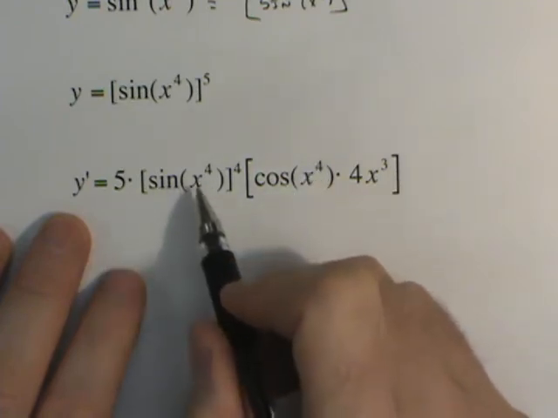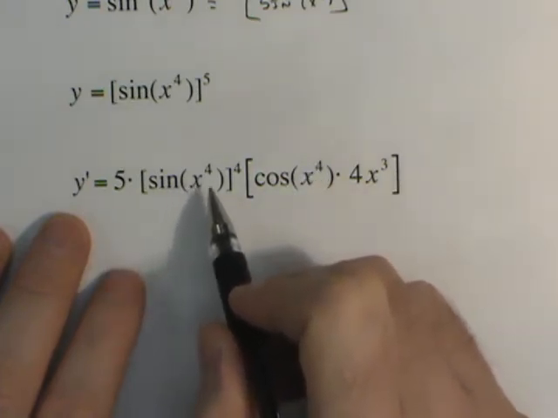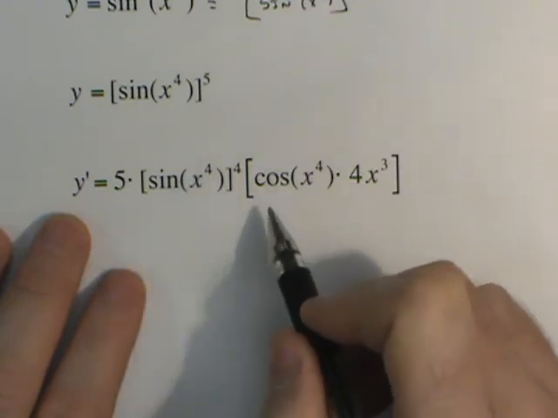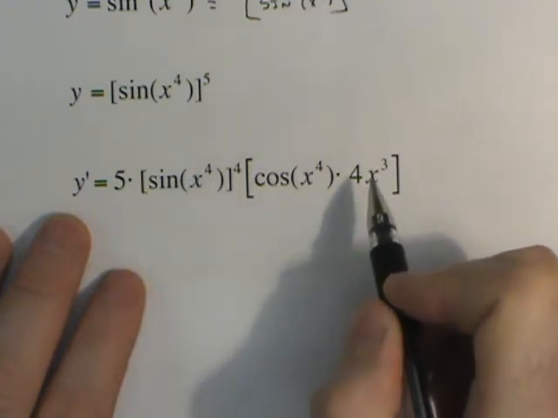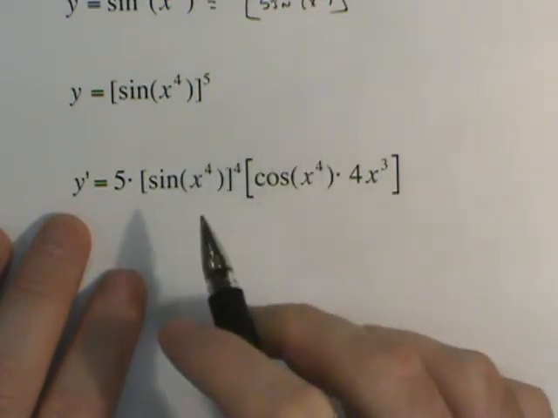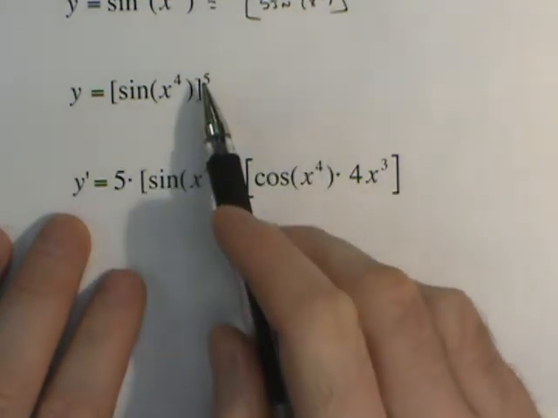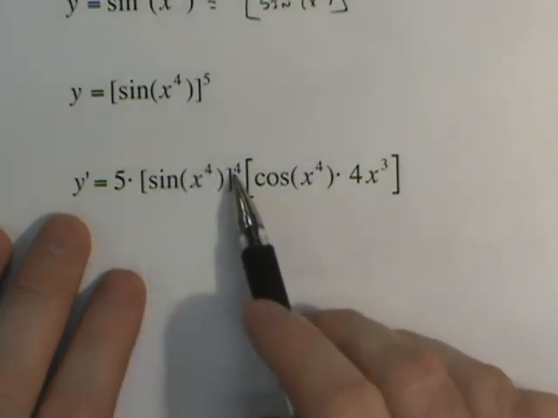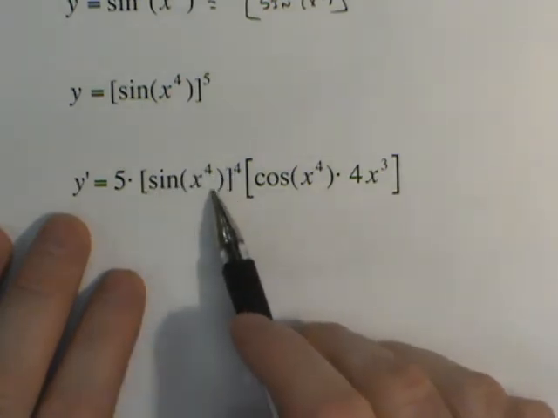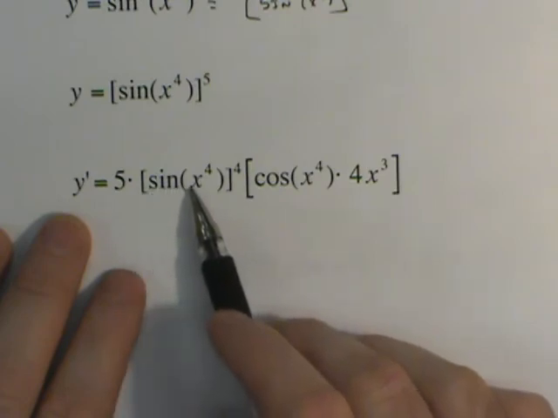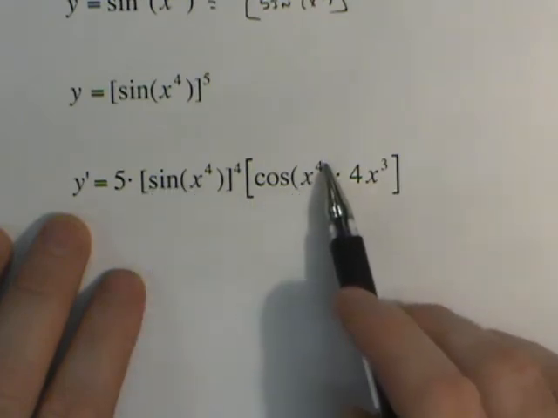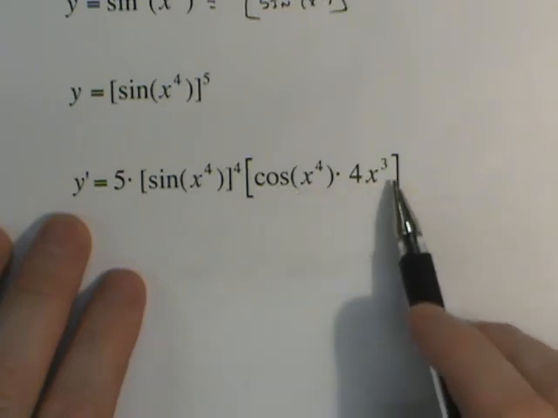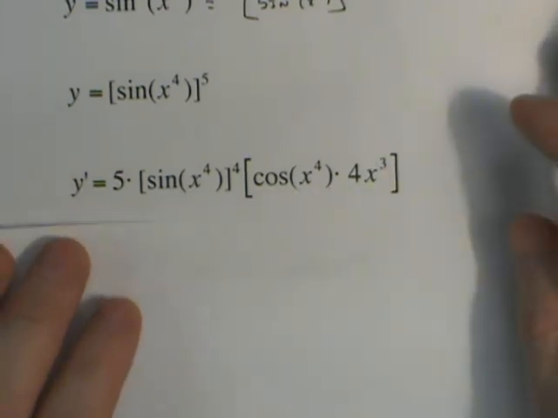And then last, I have to go to that innermost set of parentheses, this x to the fourth, and that will create another link in the chain, and we'll call that 4x cubed. So again, I started with my power rule, 5 sine x to the fourth, knocked it down by a power. I looked at this set of parentheses, took the derivative of the trig function, gave me cosine x to the fourth, and then I had to do the derivative of the angle.